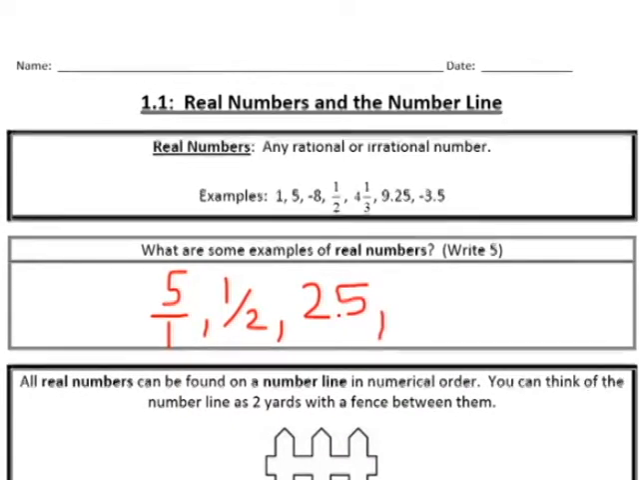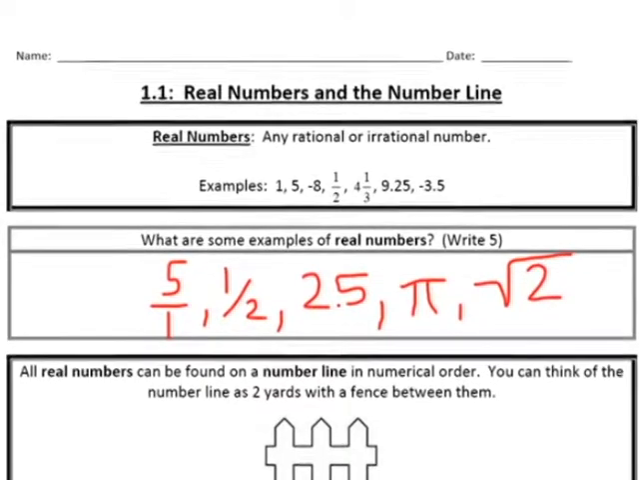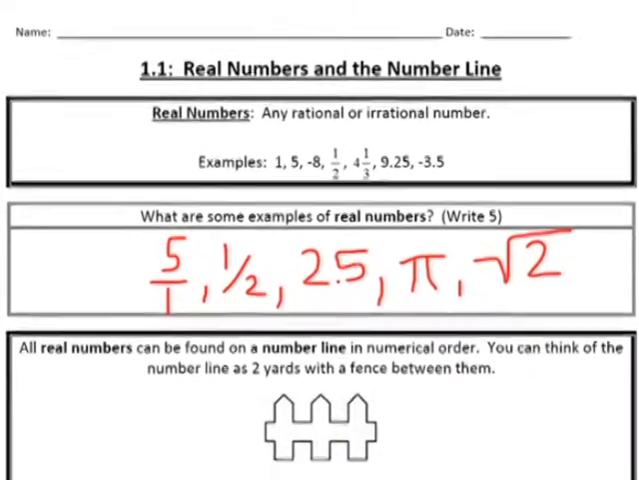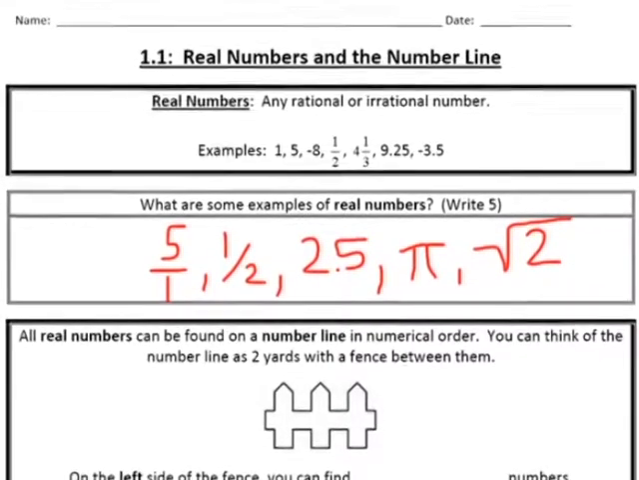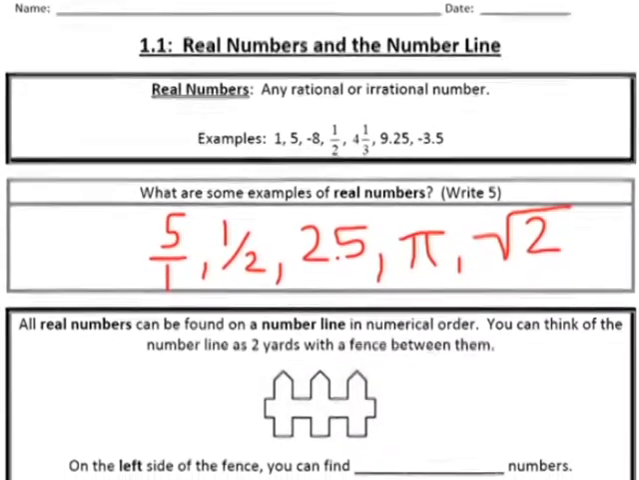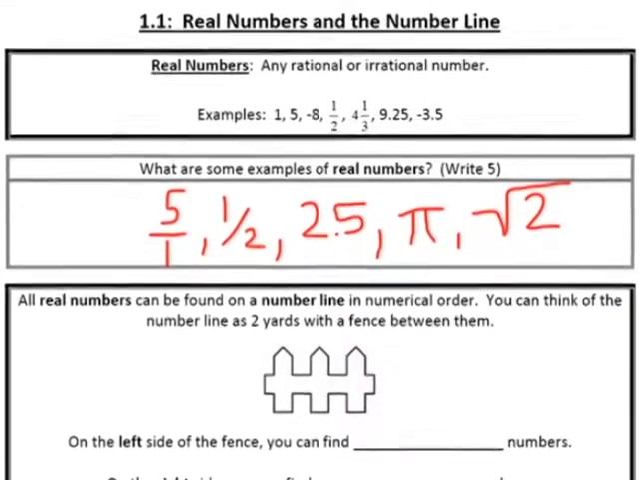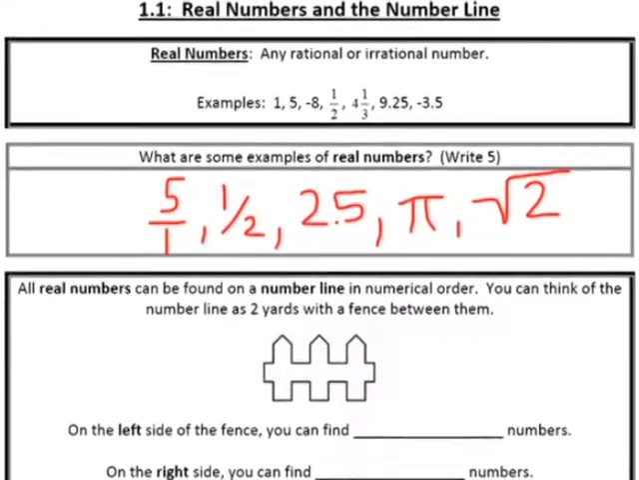Irrational numbers are things like, and we won't talk about it much here, but you'll see it in geometry, pi, which is a never-ending decimal, or numbers like the square root of 2, which does not end either. It cannot be written as a fraction. All real numbers can be found on the number line in numerical order, hence why we practice numerical order for our problem today.